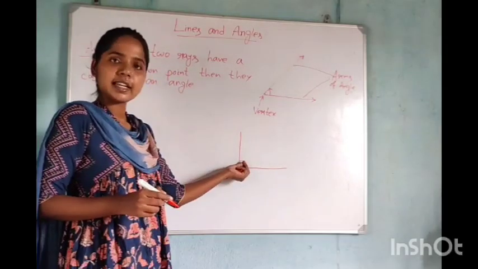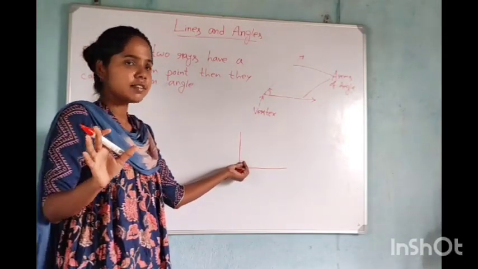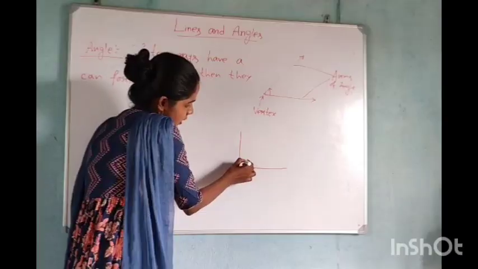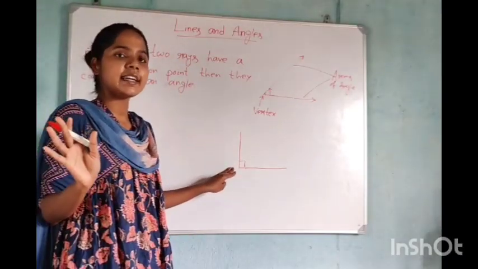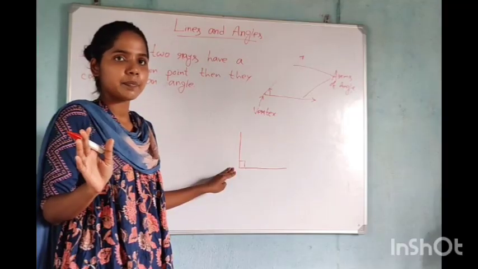The right angle symbol is like this. We will write the definition, but first understand it. So this is a right angle. We know that a right angle is 90 degrees. This is a 90 degree angle.